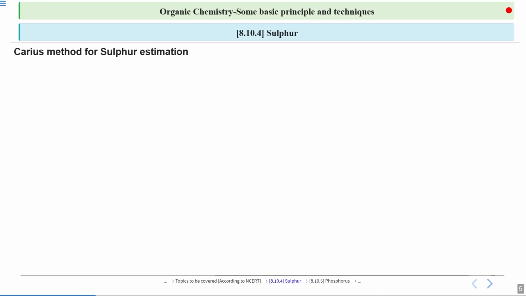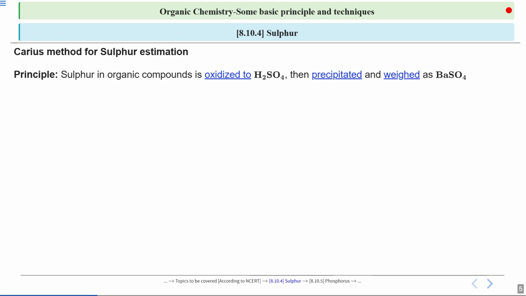Starting with sulfur estimation. We will start with the Carius method for sulfur estimation in organic compounds. Now let's look at the principle of this method. Sulfur in an organic compound is oxidized to sulfuric acid, which is then precipitated and weighed as barium sulfate. This process allows us to determine the amount of sulfur present in a given amount of organic compound.